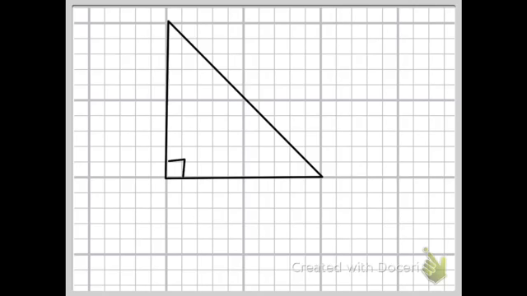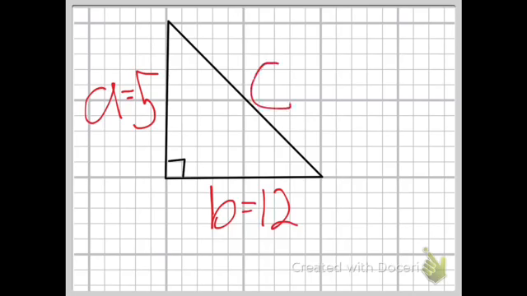So we can start by giving our example triangle some measurements. We could give A equal to 5, B equal to 12, and our unknown, which is C, also known as the hypotenuse. On another note, the hypotenuse is always the longest side of the triangle and must always be labeled as C.